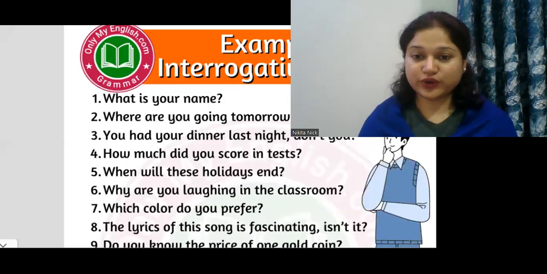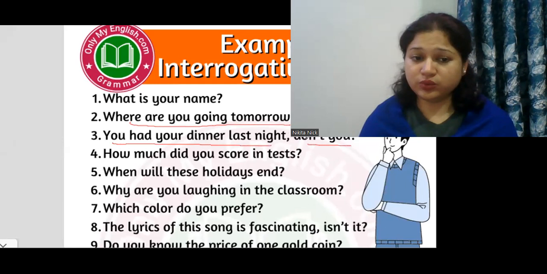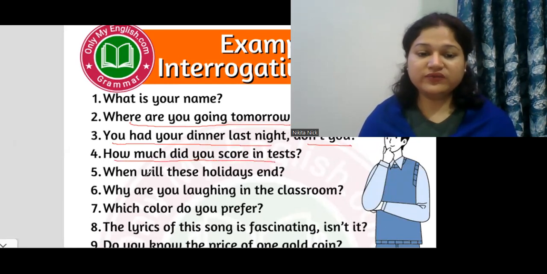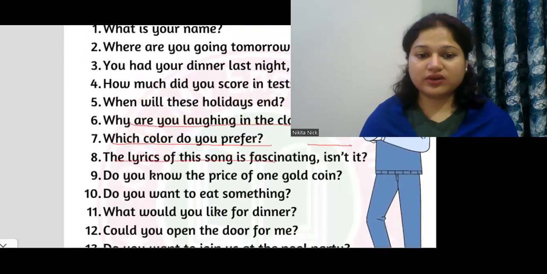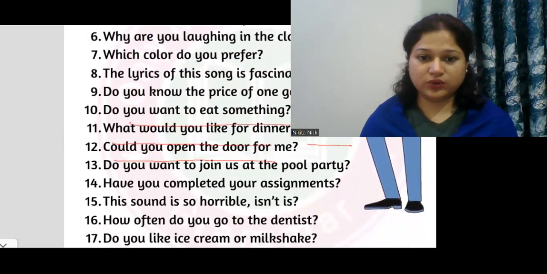Some examples of interrogative sentences. First one is, what is your name? Where are you going tomorrow? You had your dinner last night, don't you? How much did you score in tests? When will these holidays end? Why are you laughing in the classroom? Which color do you prefer? The lyrics of this song is fascinating, isn't it? Do you know the price of one gold coin?